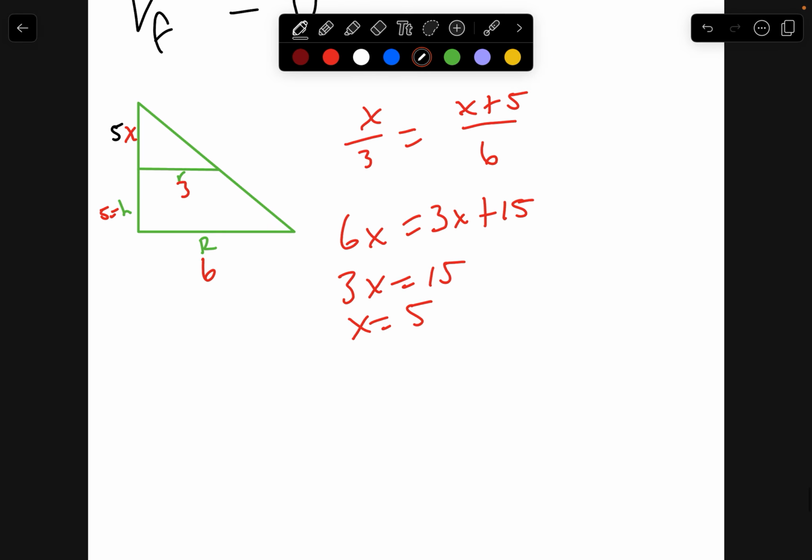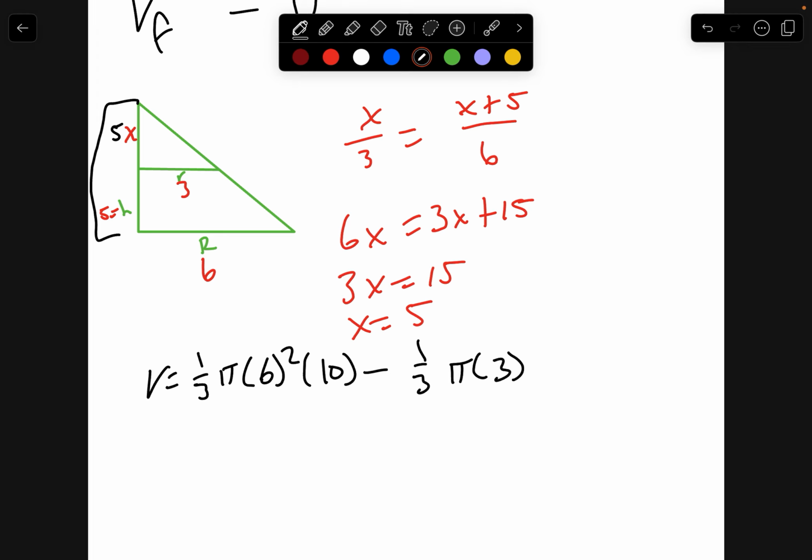So this is 5. So what are the pieces? So let's look at big cone. Big cone has a height of 10. So the volume of the big cone, 1/3 pi times radius of 6 squared times a height of 10. That's the big cone minus 1/3 pi, little radius and little height. Oh, don't forget to square that. We're doing big cone minus small cone.